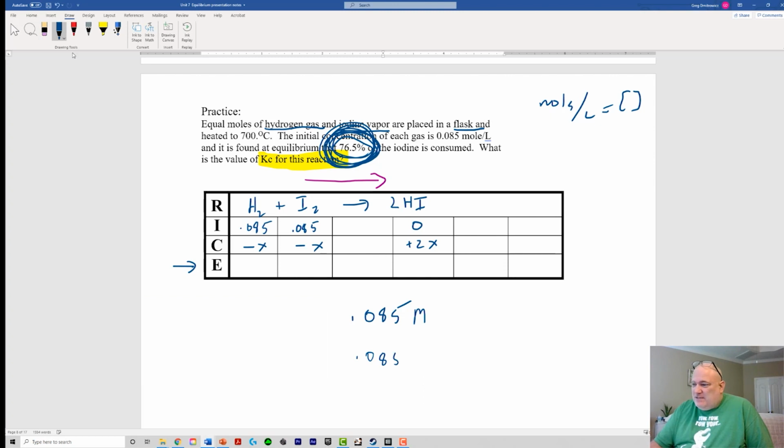Let me just give you a hint on this. 0.085 times, if you ever have a percentage and you want to figure out what it is number-wise, you make it a decimal. Couldn't we just go times 0.765? And that would give us our value of how much we lost, which would in turn be our X.